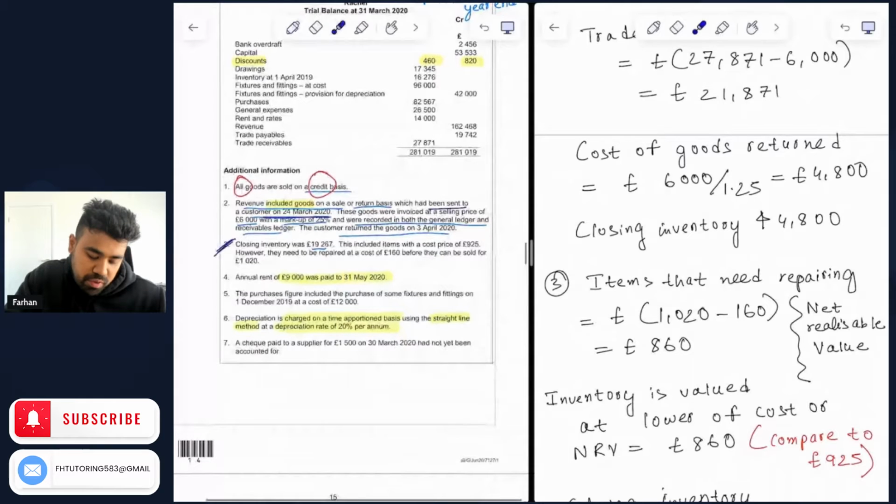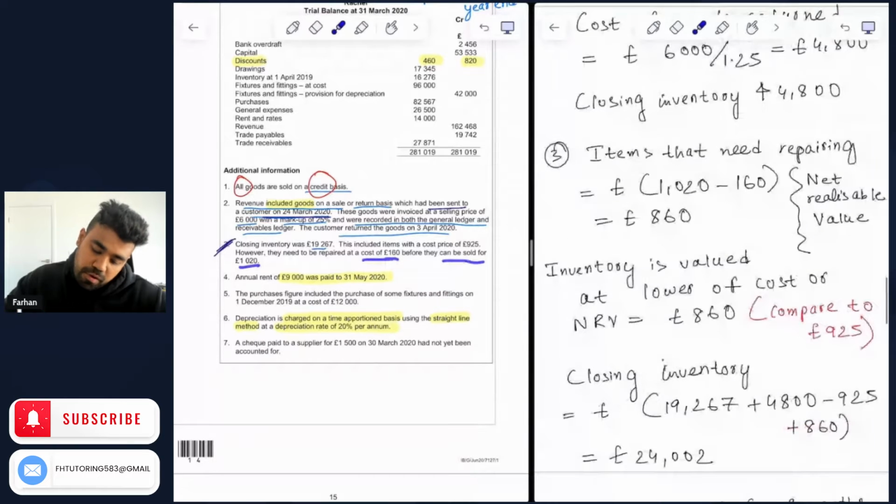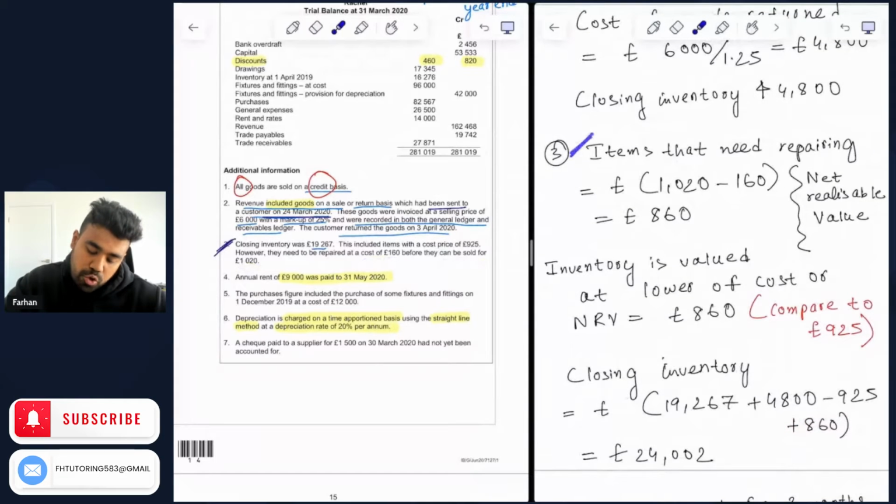Closing inventory was £19,267. This included items with a cost price of £925. However, they need to be repaired at a cost of £160 before they can be sold for £1,020. So first of all, what we have to do is find the net realizable value for the items that need repairing.